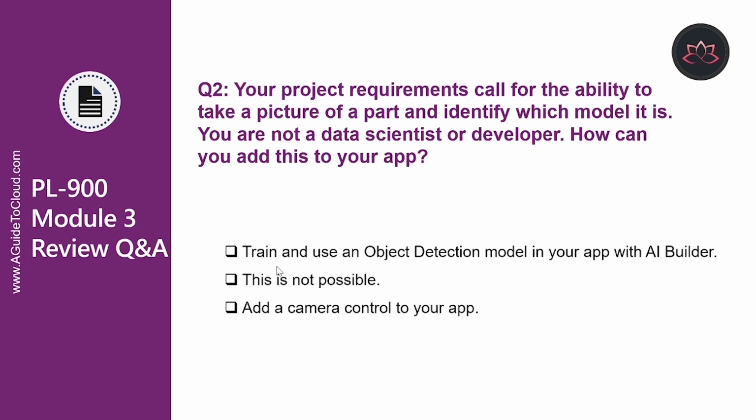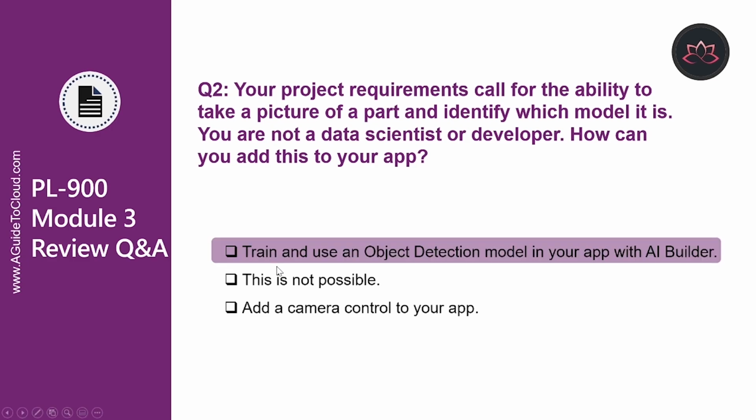So the correct answer is to train and use an object detection model in your app with AI Builder. AI Builder makes available to you the ability to use artificial intelligence without writing code. This allows you to do form processing, object detection, prediction, and text classification, all powered by Azure services.